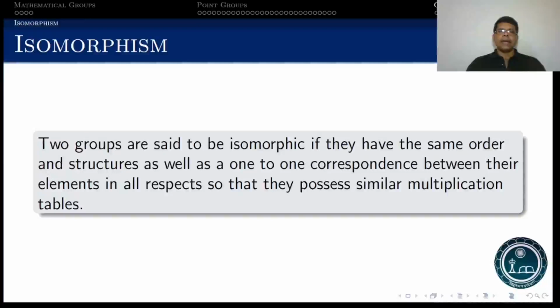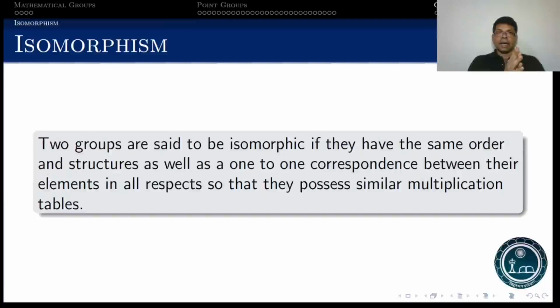Two groups are said to be isomorphic if they have the same order and structures as well as one-to-one correspondence between their elements in all respects so that they possess similar multiplication tables. If two groups are said to exhibit isomorphism, several things are clear. They must have the same order and the same structure. They must have one-to-one correspondence. And they possess similar group multiplication table.